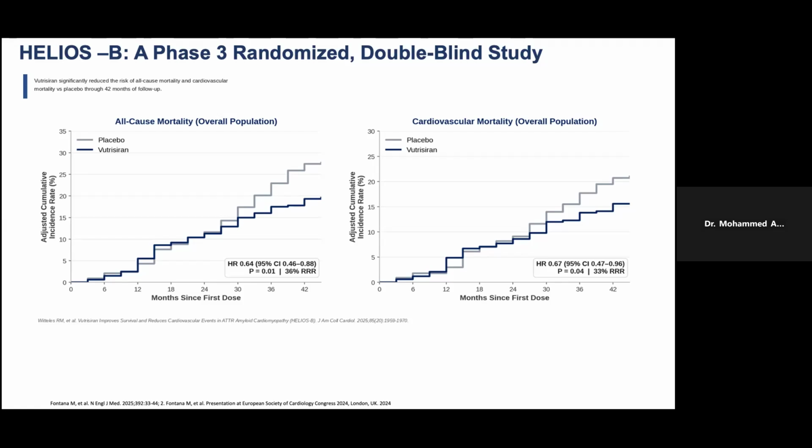On the left, the fitusiran reduced all cause of mortality by 36% with the hazard ratio of 0.64 and statistically significant. Similarly, on the right, fitusiran reduced cardiovascular mortality by 33%.